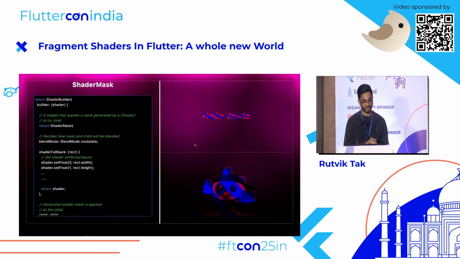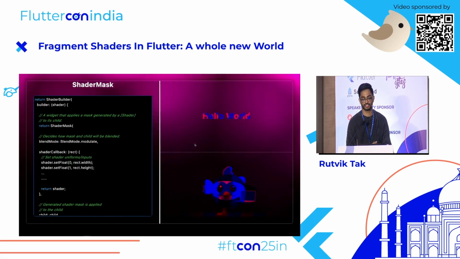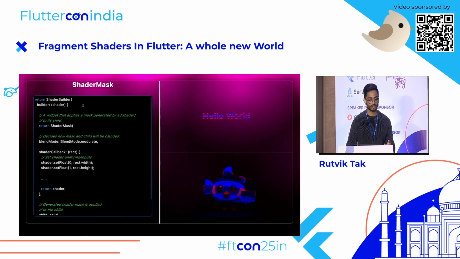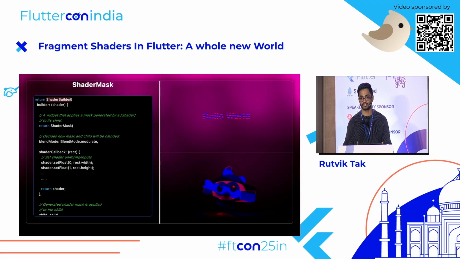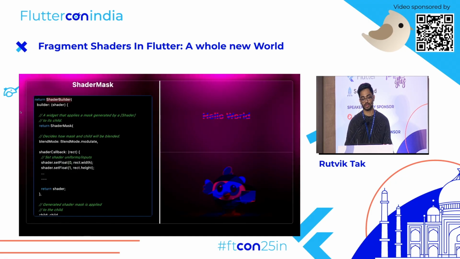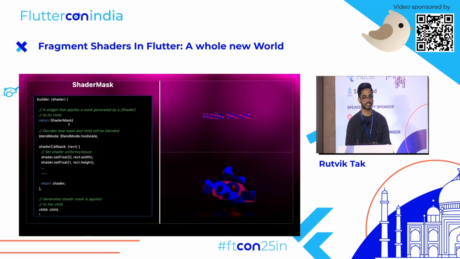Now, before taking a look at the code, this is one example I want to talk about, a shader mask, another way of using shaders in Flutter. You have your shader builder, which is going to take the shader file and create a shader instance out of it. And what you can do now is use this shader mask widget in Flutter.